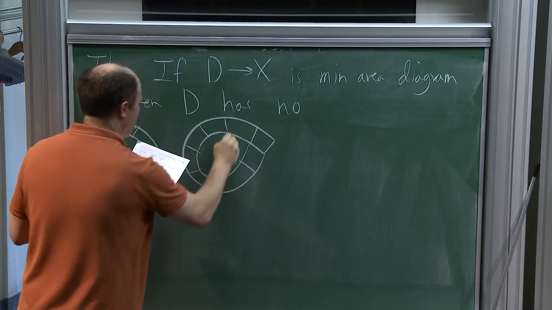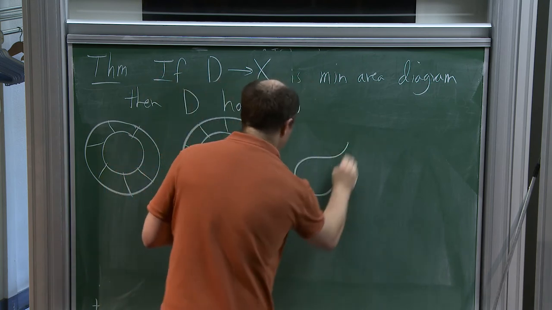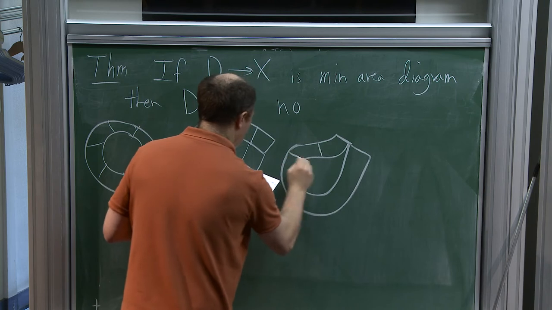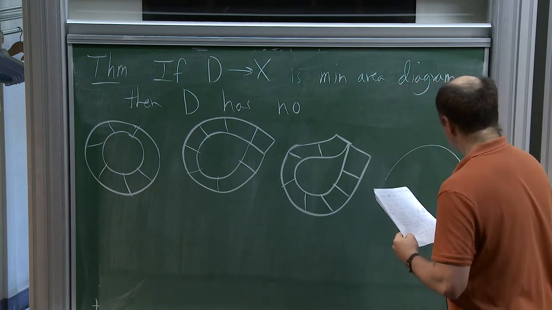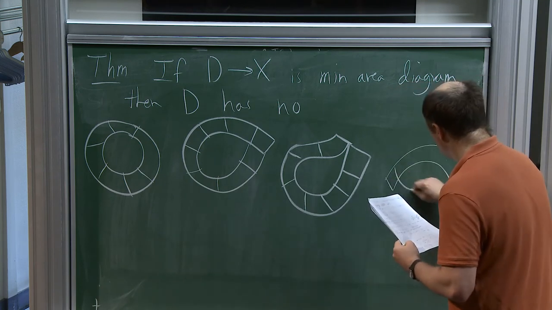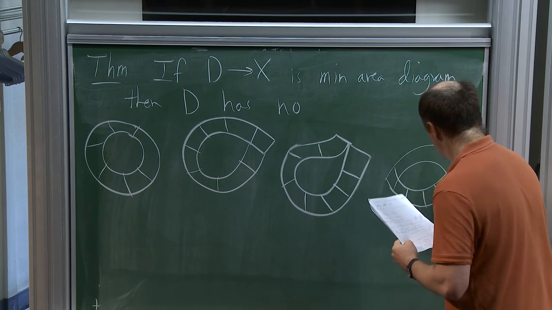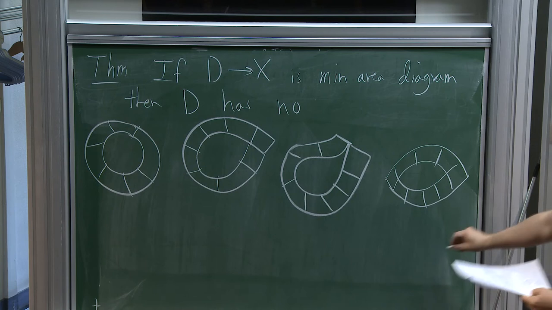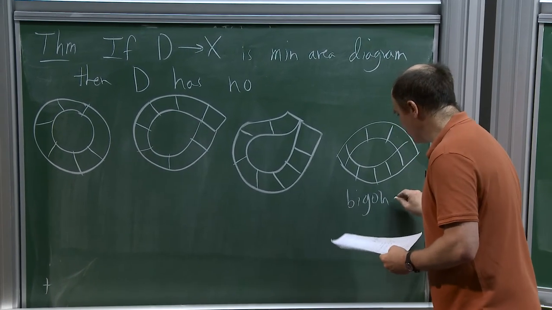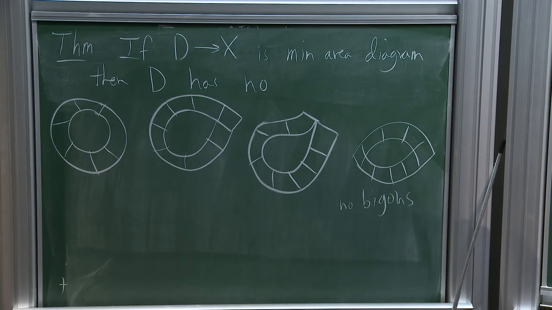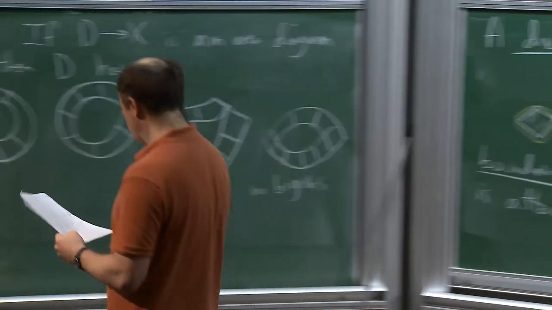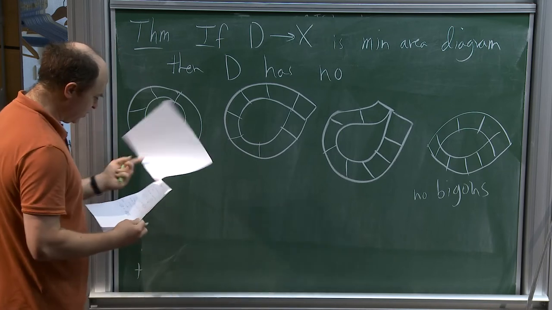It has none of these. And it's statements really about the carriers of dual curves. This is the most important: there are no bygones. So I'll even say no bygones. There's a little furthermore that's interesting, but I'll leave it out over here.